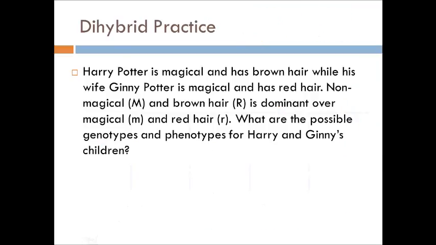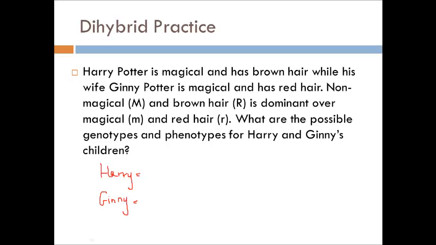So Harry Potter is magical and has brown hair, while his wife Ginny Potter is magical and has red hair. So non-magical and brown hair is dominant over magical and red hair. So we've got to do Harry's genotype and Ginny's genotype. Then we've got to figure out our combinations.